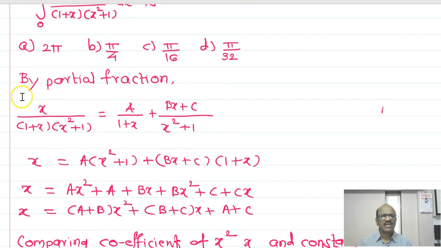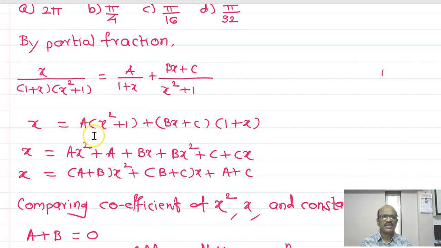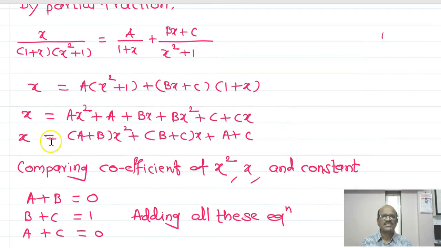Now this is again by partial fractions: x upon (1 plus x)(x squared plus 1). Now x squared plus 1 is a non-reducible factor. Therefore it is written as A upon 1 plus x plus (Bx plus C) upon x squared plus 1. That is, x is equal to A(x squared plus 1) plus (Bx plus C)(1 plus x). Now next, if you see this multiplication, we have the coefficient of x squared, the coefficient of x, and the terms which are constant.